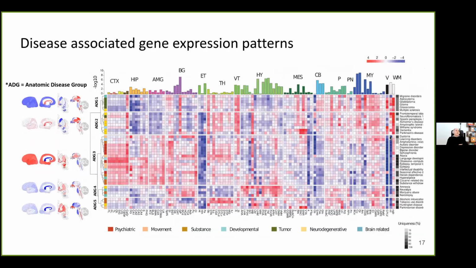So when we looked at the expression patterns and tried to categorize the disorders into subcategories, which we call anatomic disease groups because this is based on the broad anatomical expression pattern, we found 5 different categories, with brain tumors mainly in ADG1, neurodegenerative disorders in ADG2, movement disorders, psychiatric, and substance abuse disorders mainly in ADG3. And then the rest of the disorders have a more variable pattern of expression, and they are categorized as ADG4 and 5.